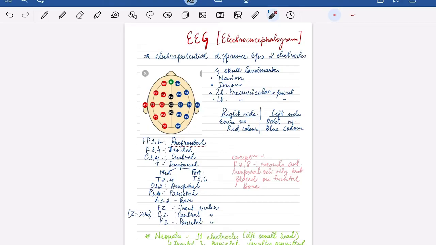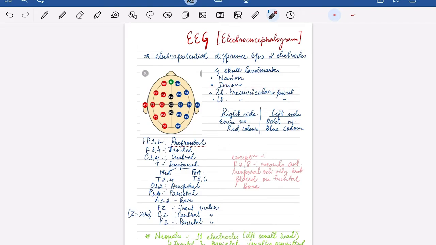In this video, we shall be learning about EEG, that is electroencephalogram. Just a few pointers and how to identify a few major ones. Now, what is EEG? EEG is electropotential difference between two electrodes. Now, on the skull there are four landmarks on the basis of which the EEG leads are placed. They are the nasion, the inion on the occiput, and the right and left preauricular points just in front of the tragus.